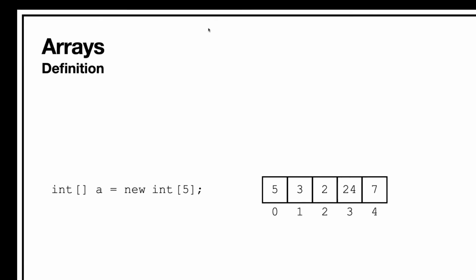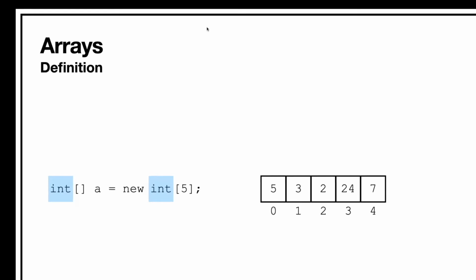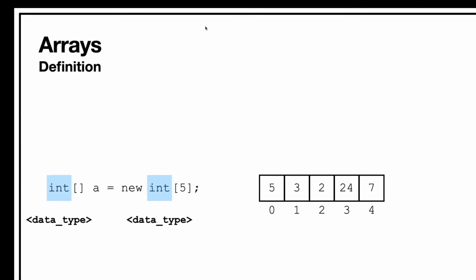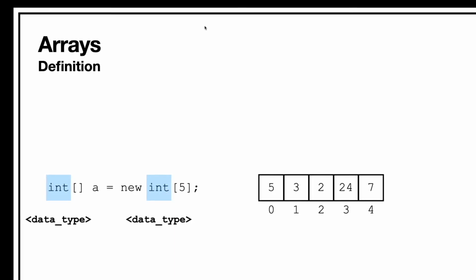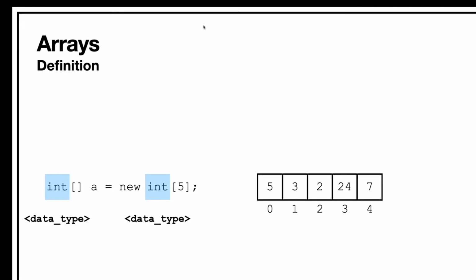Let us inspect in more detail the formula you can see here. Let's try to visualize what is happening. The very first thing that you see highlighted is what we call the data type. These data types must match, both of them. So if you have int square brackets on the left-hand side, you need to have int square brackets on the right-hand side. Those data types must match.